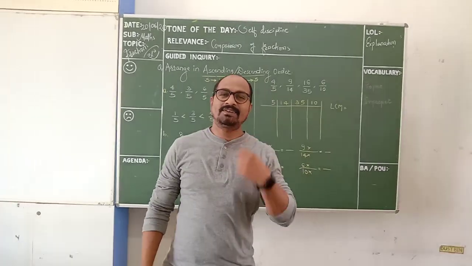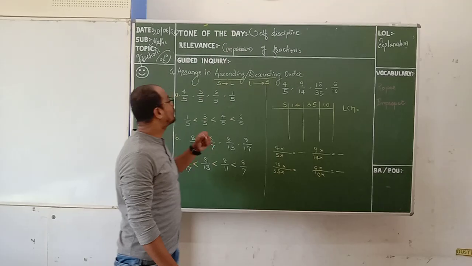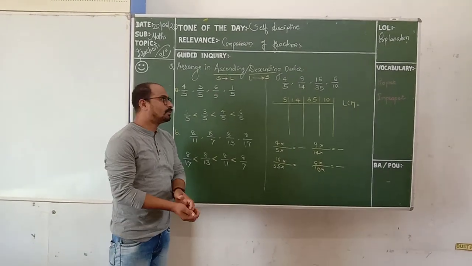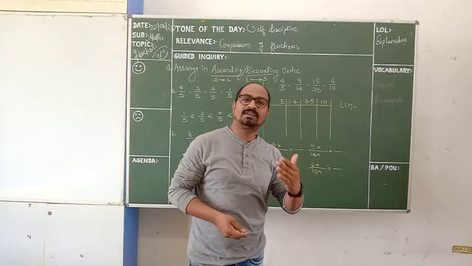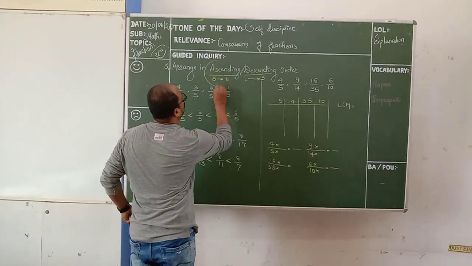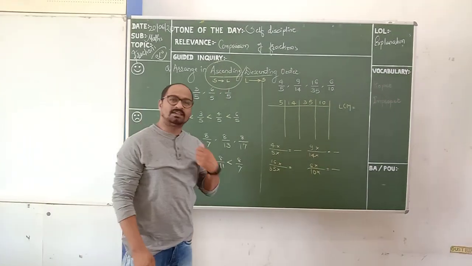Friends, today we are going to learn about the comparison of fractions. In the comparison of fractions, we are arranging in ascending order and descending order. As we know, ascending order means we arrange from small to large, and descending order means we arrange from large to small. So first we will look only at ascending order. Descending order you can manage yourself.